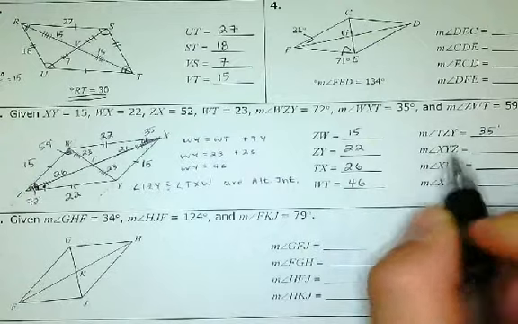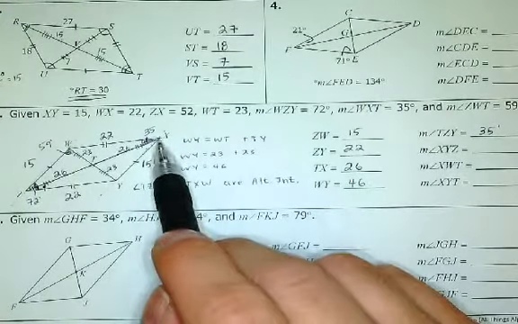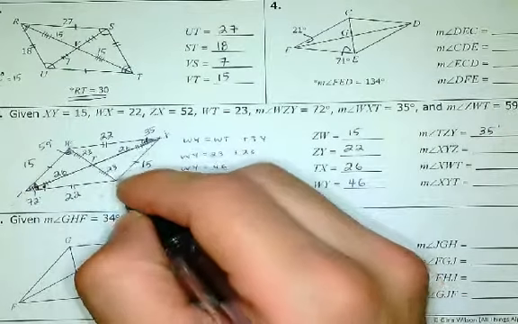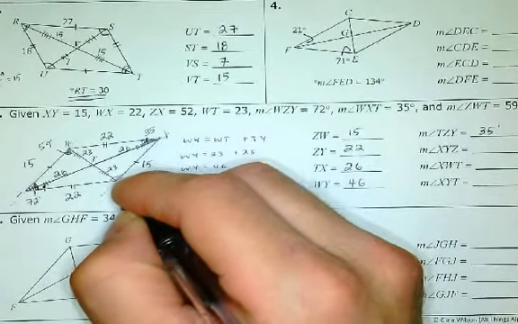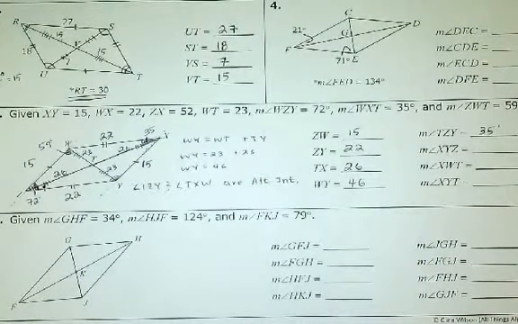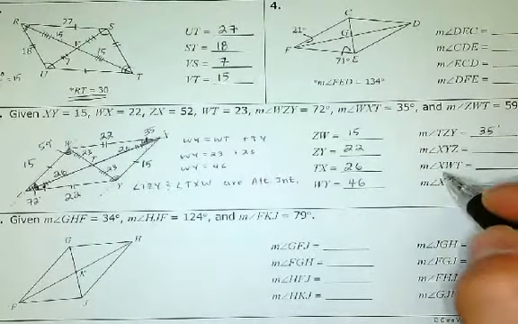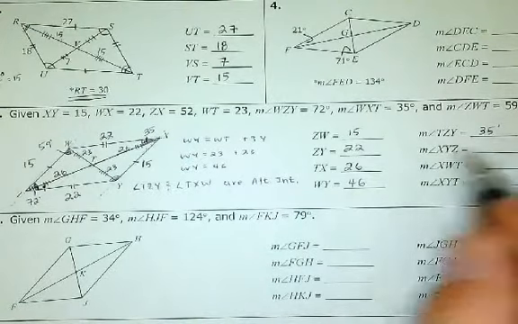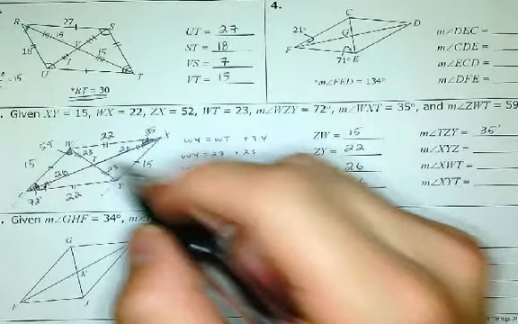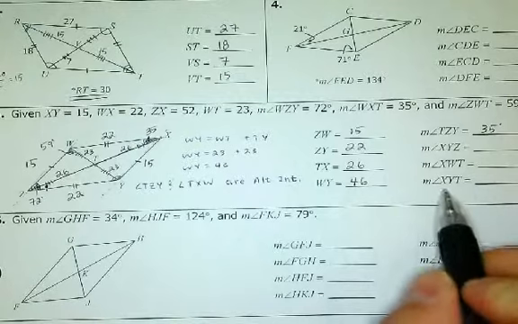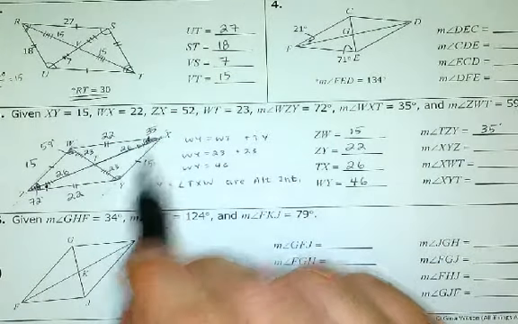XYZ. Start at X, go to Y, go to Z. So we're talking about this large angle here. This guy's a little tricky. What we're going to do is skip it for now and come back to it in just a second. Next up, XWT. We're going to skip that one too. I promise we will come back. XYT.